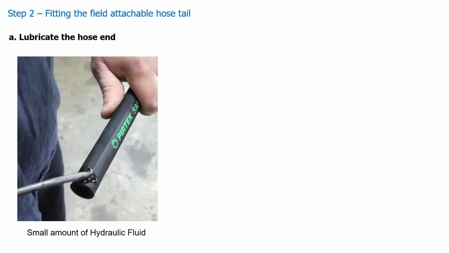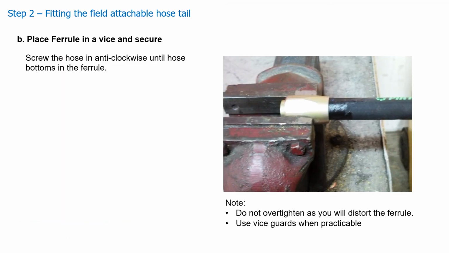Let's fit the field attachable hose tail. Lubricate the hose with some oil, hydraulic oil, ideally. Place the ferrule in a vise and secure. Don't over-tighten the vise as you'll distort the ferrule. Use vise guards when practicable. Screw the hose in anti-clockwise until the hose bottoms out in the ferrule.